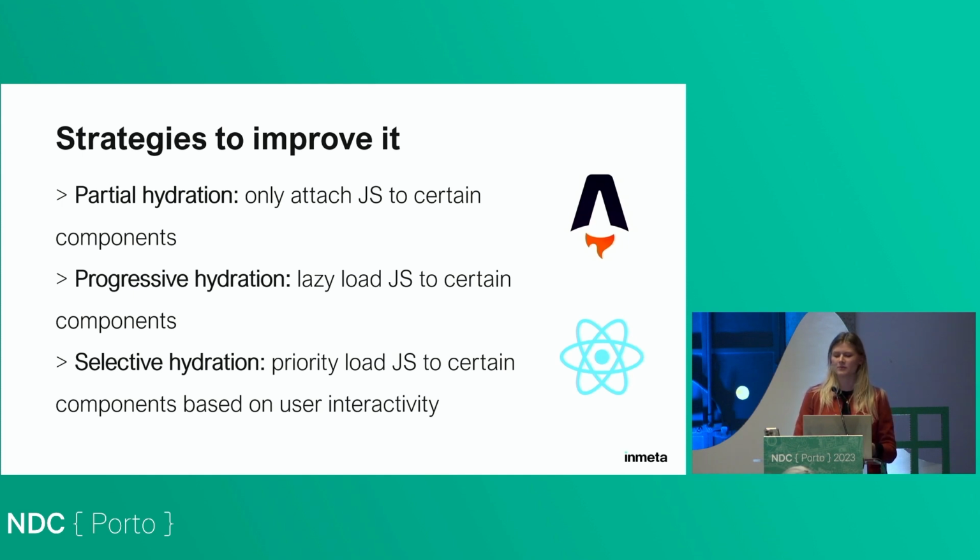Selective hydration lets you prioritize which component to make interactive first based on user interaction. And this can also be done with Suspense. And there are a bunch of ways being implemented in other frameworks, such as with resumability and Qwik.